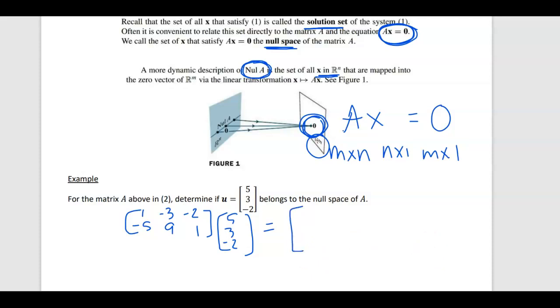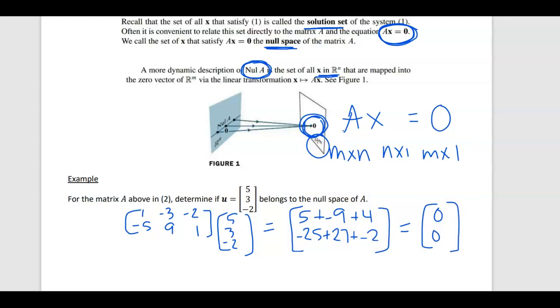So let's multiply row by column. 1 times 5 plus -3 times 3 plus -2 times -2. So that does give me a 0 here. Let's look at the bottom. -5 times 5 plus 9 times 3 plus 1 times -2, and that gives me 0. So yes, this is in the null space because it gives me the zero vector. So u is a vector in the null space.